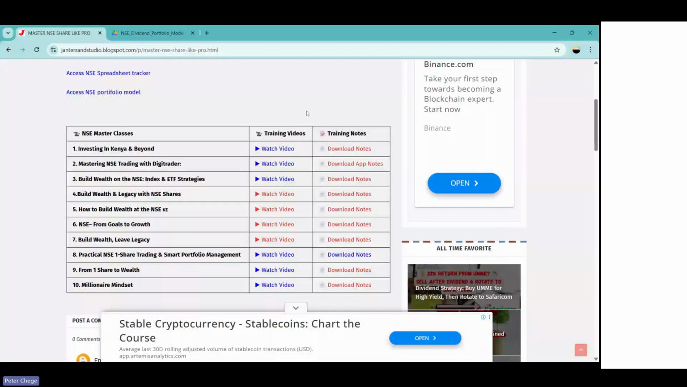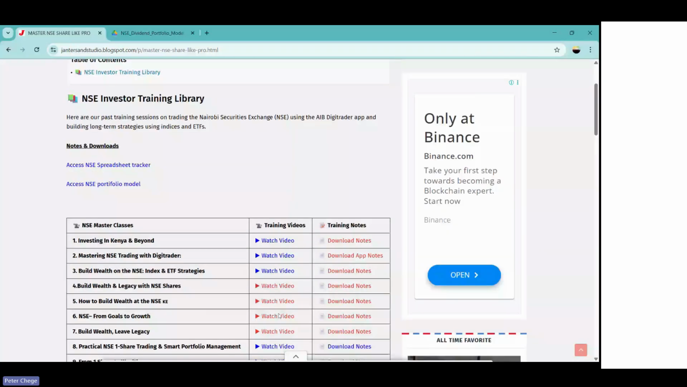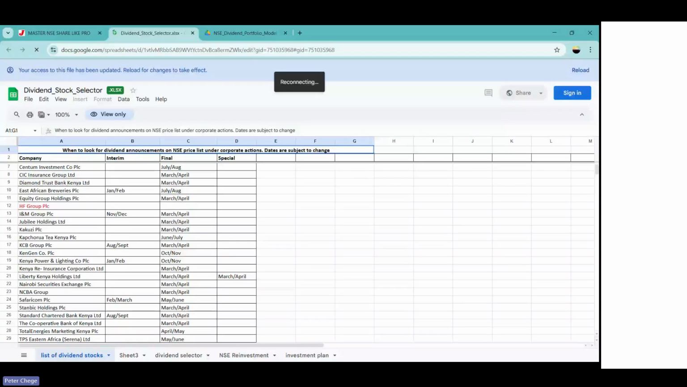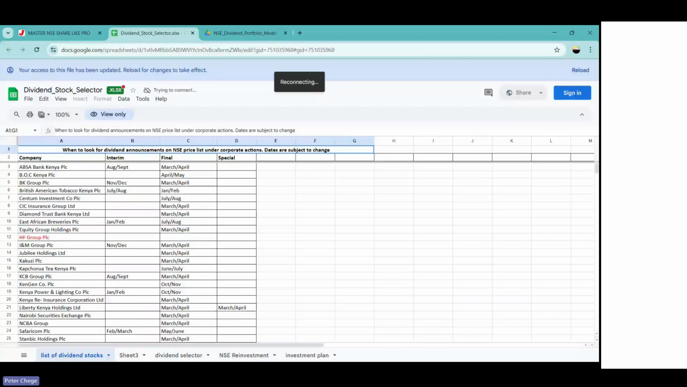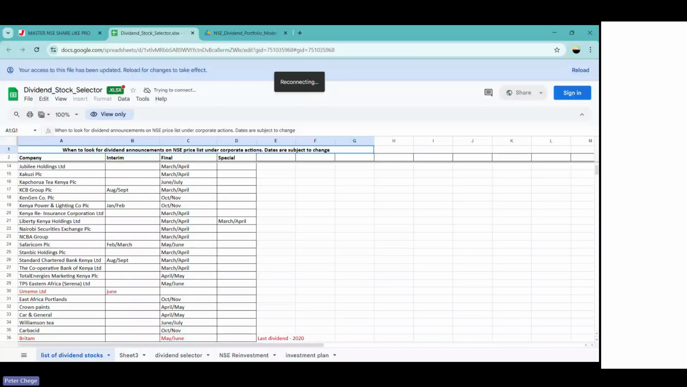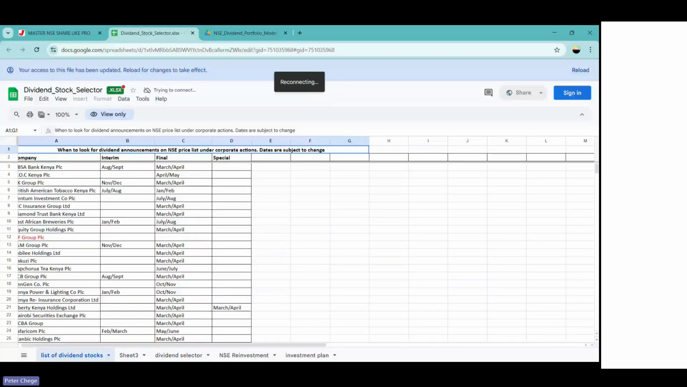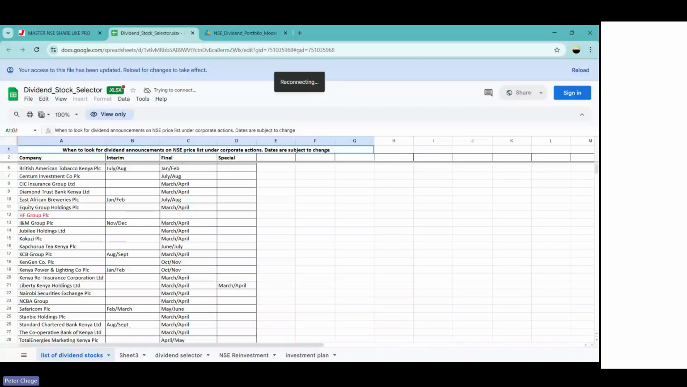So we go back to the portfolio model. This is the link. Then there is also a spreadsheet tracker. First of all, for those who have not been in these trainings, it has stocks and when they announce dividends. We said dividend seasons. They are there, so you can position yourself before they make that announcement for interim and final, especially, because most of them may not give maybe next year. But for interim and final, you may find most of these will give.